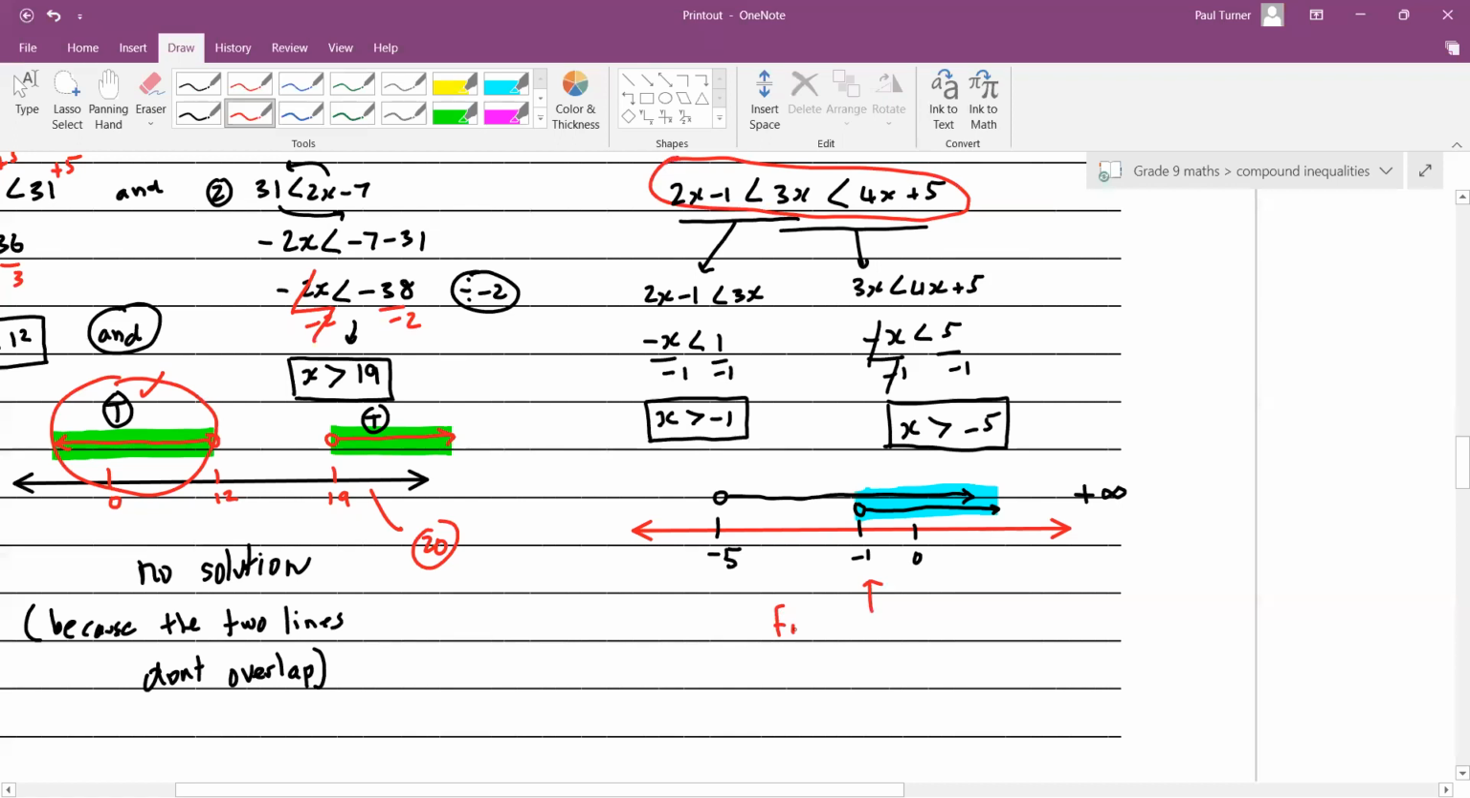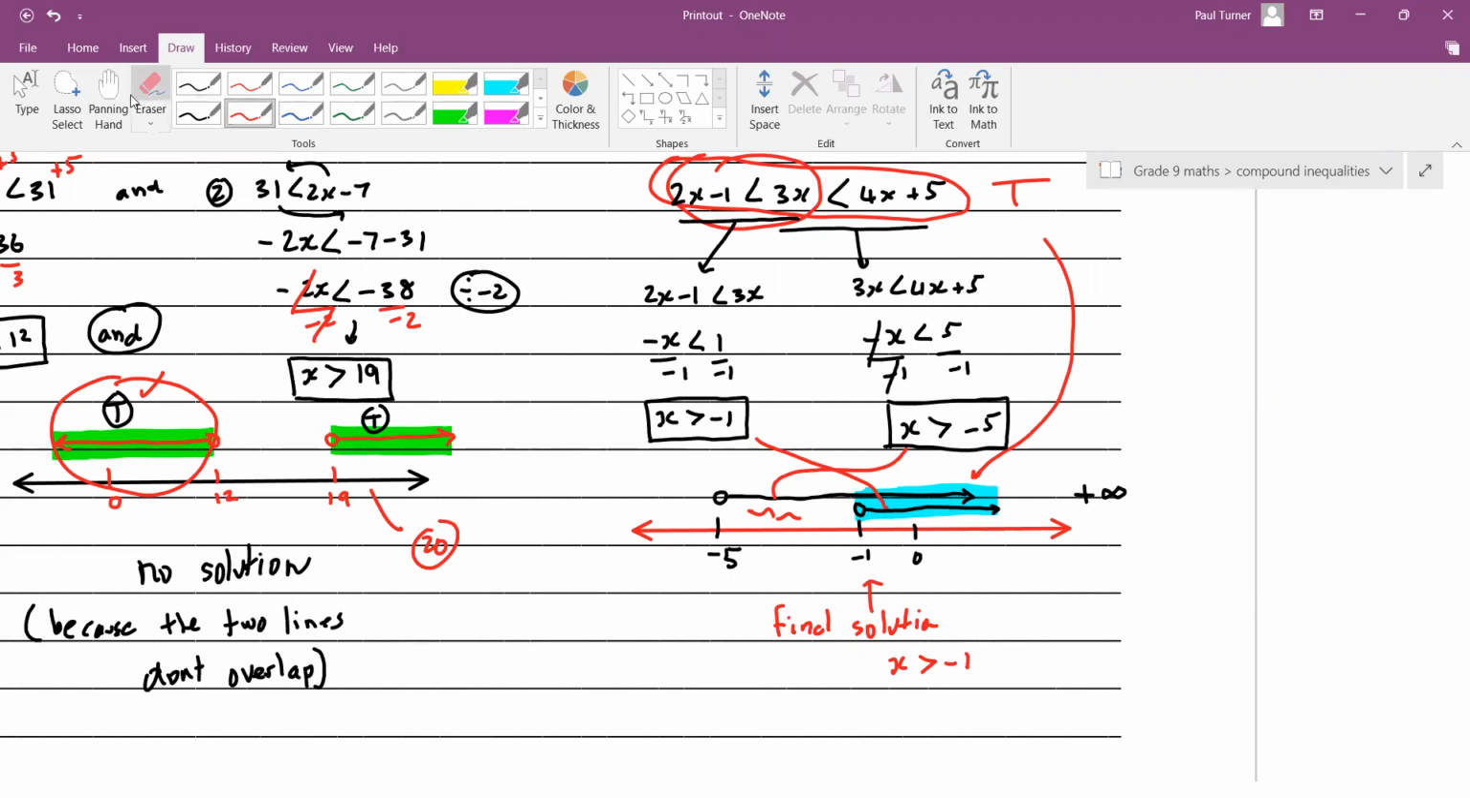So your final solution, final answer, x must be greater than -1. Greater than -5 will be true only for one part, maybe that bit there. But if the number is more than -1, this will be true. So you look where the two lines overlap. So you put this line in here, and you put this line in here, and you look for where the lines cross over. If they don't cross over, there's no solution, as we found here.